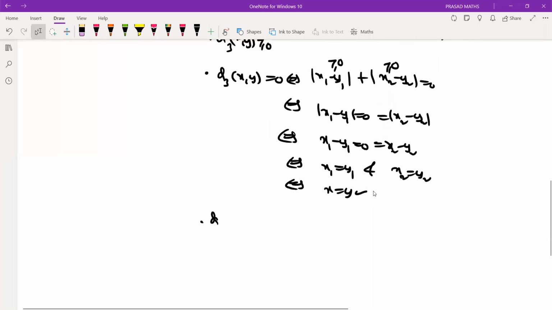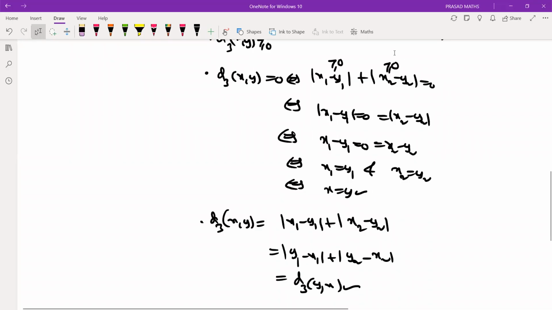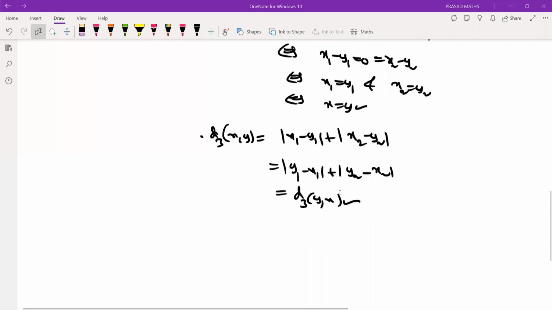And d3 is always symmetric because the modulus is there. |x1 minus y1| plus |x2 minus y2| equals |y1 minus x1| plus |y2 minus x2|, because mod of x equals mod of minus x. This is exactly the distance between y and x. So the distance satisfies the symmetric property.